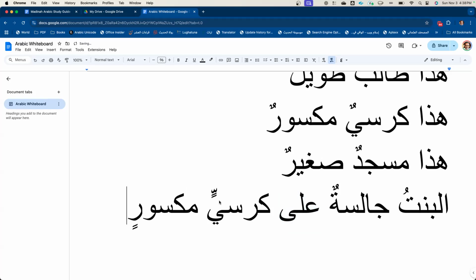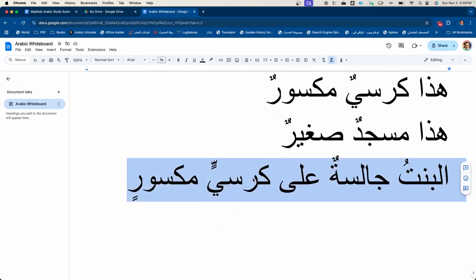Why did we do this? Because the adjectives have to match the pattern of the noun that they describe. So if the noun has tanween, then the adjective will have tanween. If the noun is majroor, then the adjective will be majroor. If the noun is definite, then the adjective will be definite. Sorry, I'm a little bit slow today.